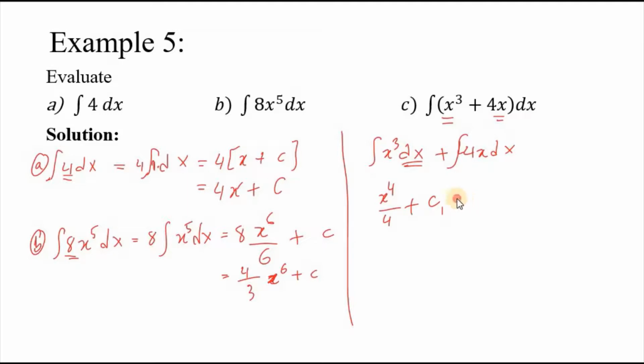I'm going to name it c1. And then plus, I can take the 4 out. The integral of x is x squared over 2 plus c2. I can now simplify, and I can rewrite this as x to the 4th power divided by 4 plus 2x squared plus c1 and c2 will give me one constant, c, and that will be the final answer.